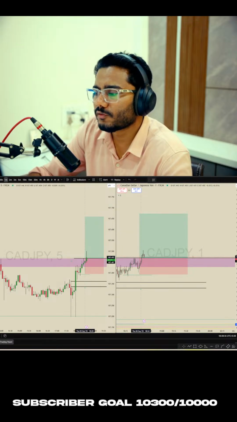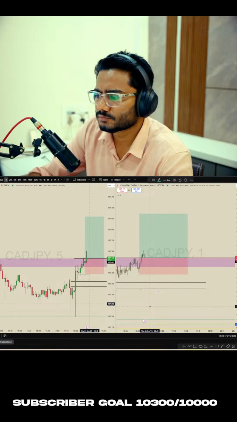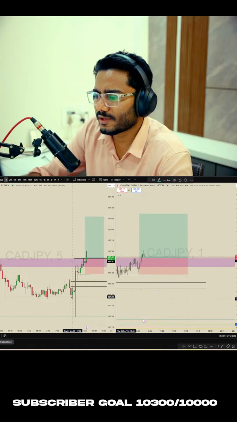It will retest and it will continue from here. Okay, don't worry. Only risk 0.5%. Don't risk too much on breakouts. Okay. We are just trying to catch this momentum.